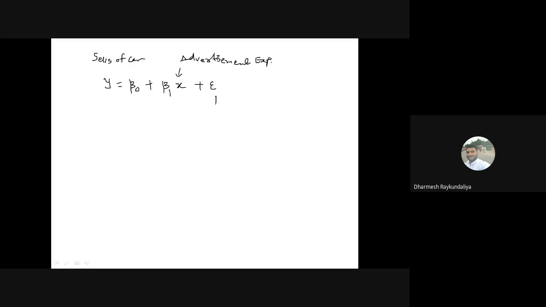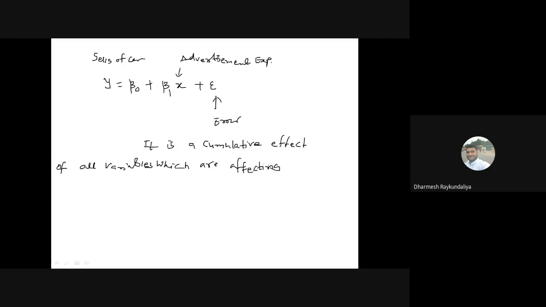Now I have written the epsilon. So what is the meaning of epsilon? Epsilon is said to be the error, and it is the cumulative effect of all variables which are affecting the response but we have not considered in our model.